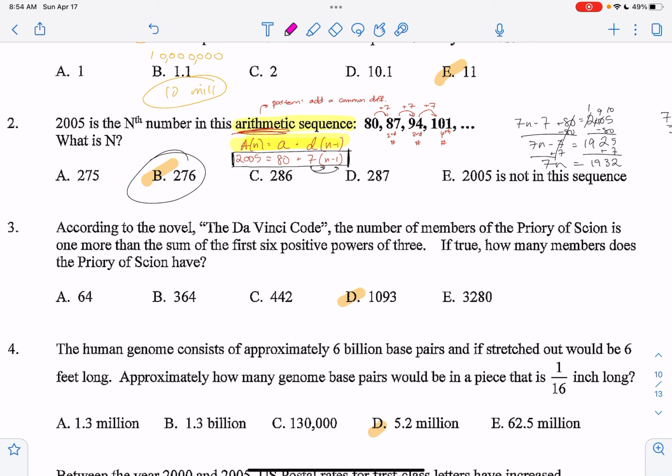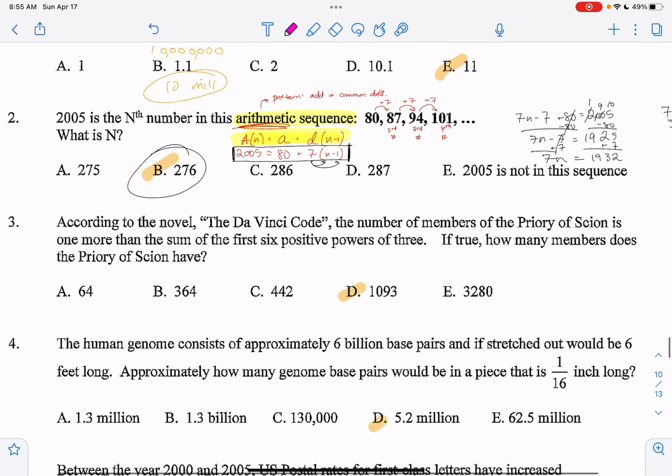Next, for number 3, according to the novel The Da Vinci Code, the number of members of the Priory of Sion is 1 more than the sum of the first 6 positive powers of 3. If true, how many members does the Priory of Sion have? So you have the first 6 powers of 3. So you have 3, 3 to the first power. And 3 squared is 9.